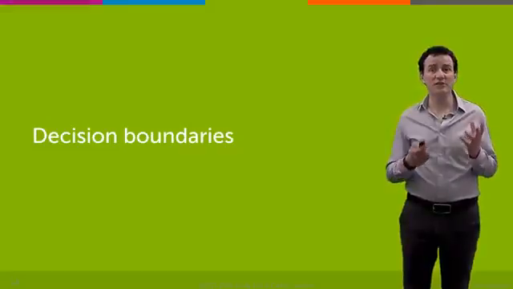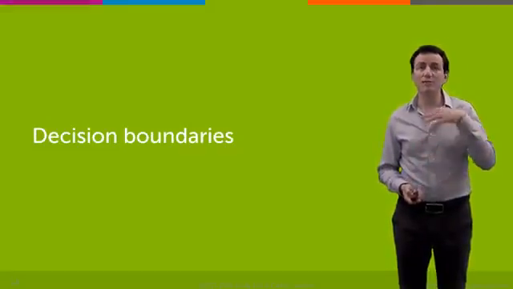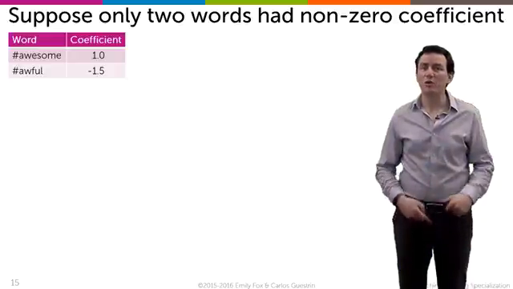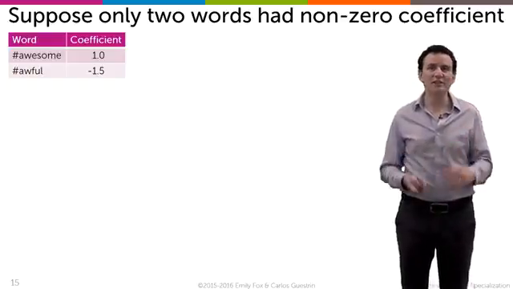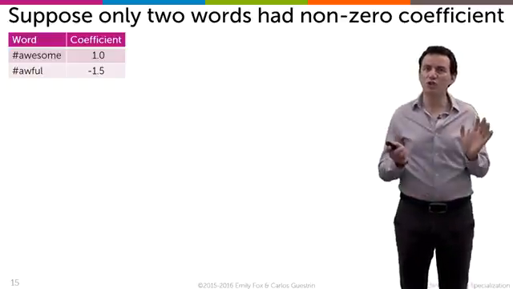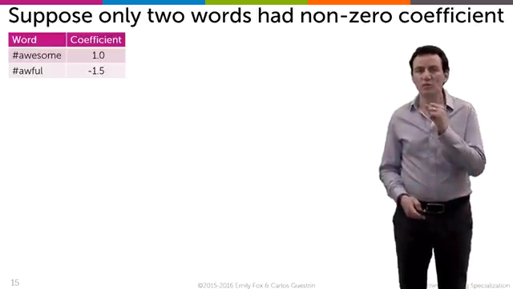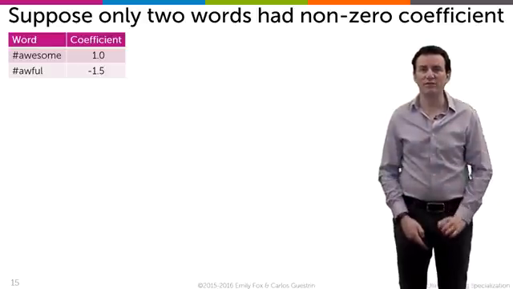In order to understand linear classifiers a little better, let's review the notion of decision boundary, which is the boundary between positive predictions and negative predictions. Now, let's say that I have taken my data and trained my linear classifier, and every word has 0 weight except for 2 of them. Awesome has weight 1.0 and awful has weight minus 1.5.